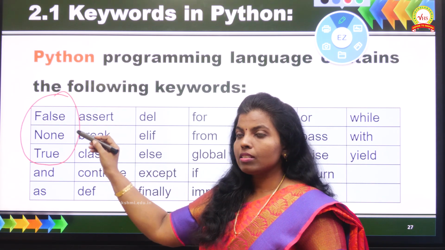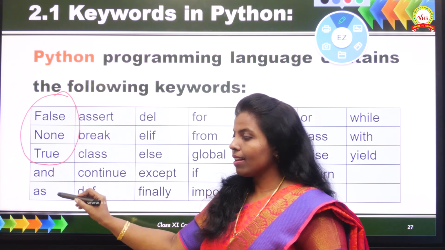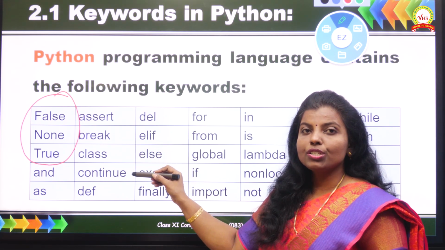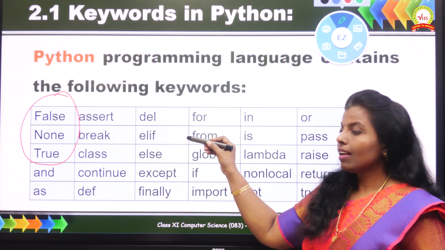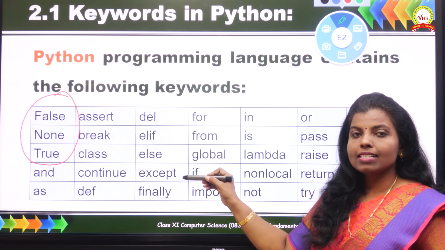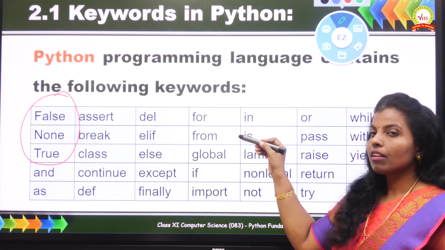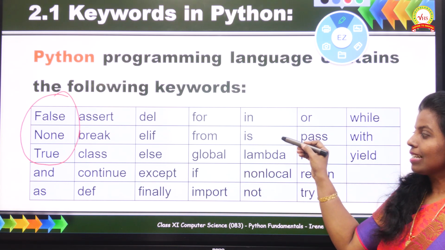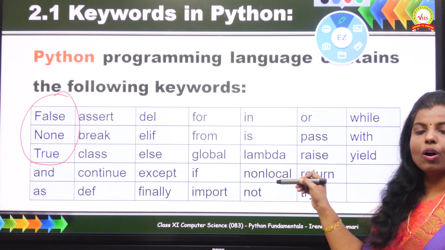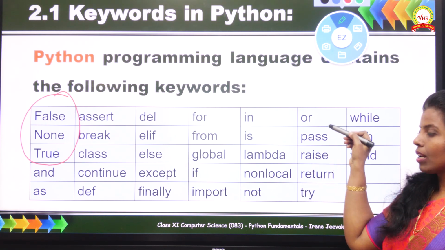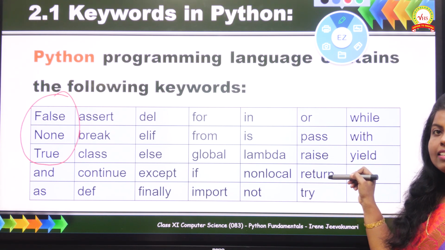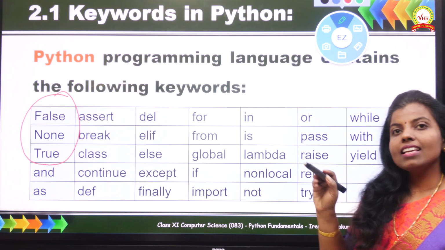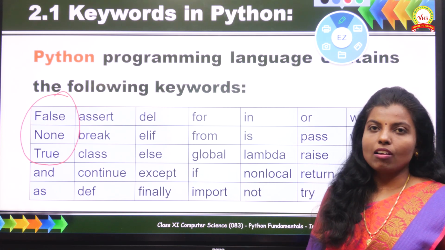Here we have False, None, True, and, as, assert, break, class, continue, def, del, elif, else, except, finally, for, from, global, if, import, in, is, lambda, nonlocal, not, or, pass, raise, return, try, while, with, and yield. These are the keywords of Python.